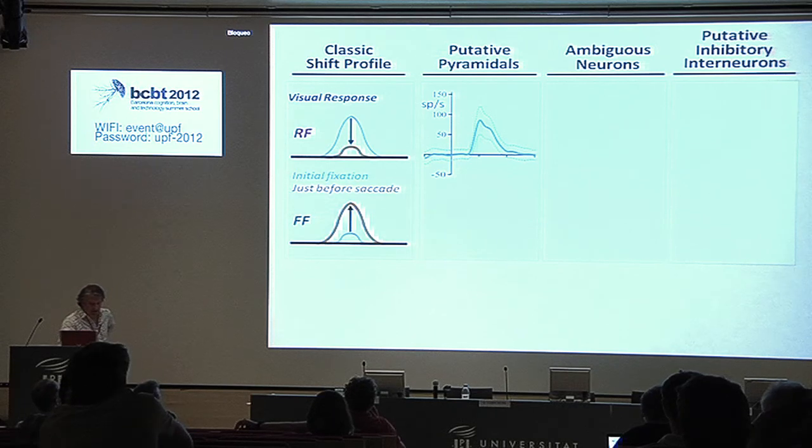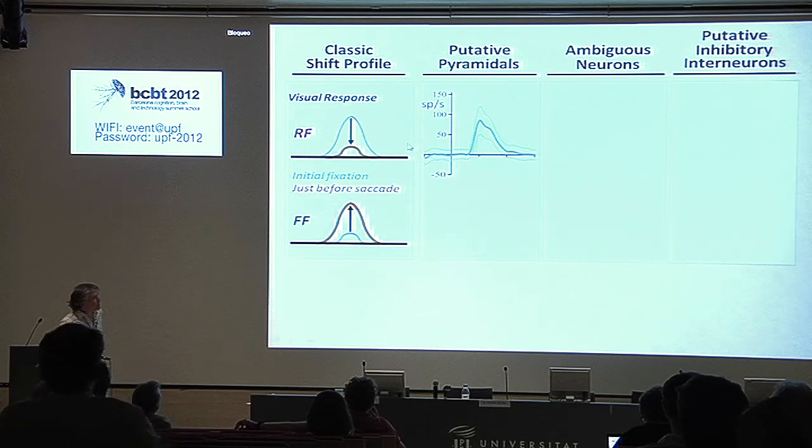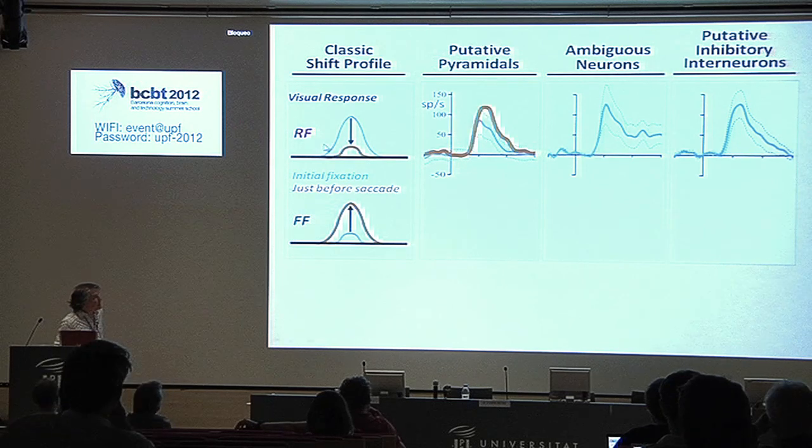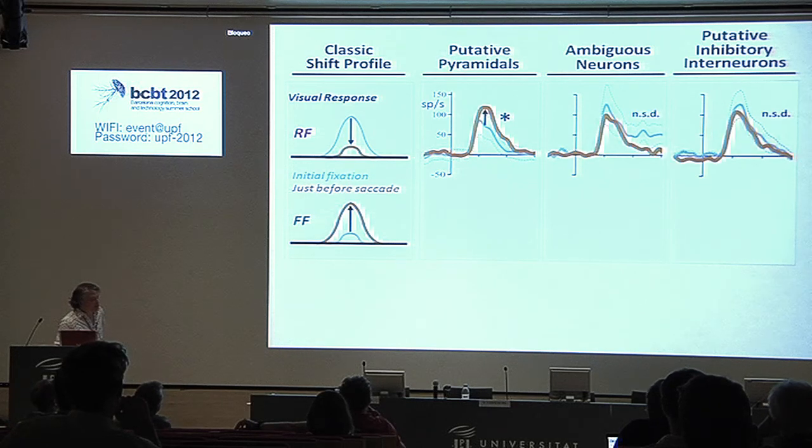The population of excitatory neurons had a visual response. Same with the ambiguous neurons, same as the inhibitory neurons. Just before the saccade, at the receptive field, surprisingly, it was the excitatory neurons that increased their activity. Remember, we had predicted the inhibitory neurons would. Ambiguous neurons and inhibitory neurons showed no effect.